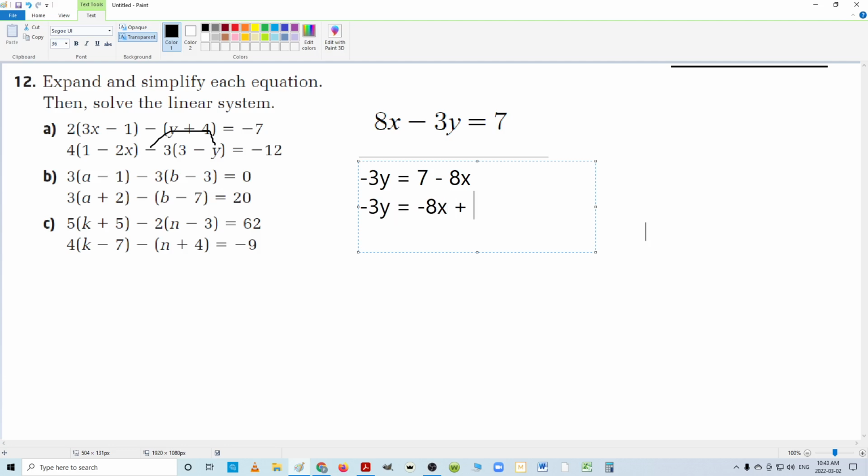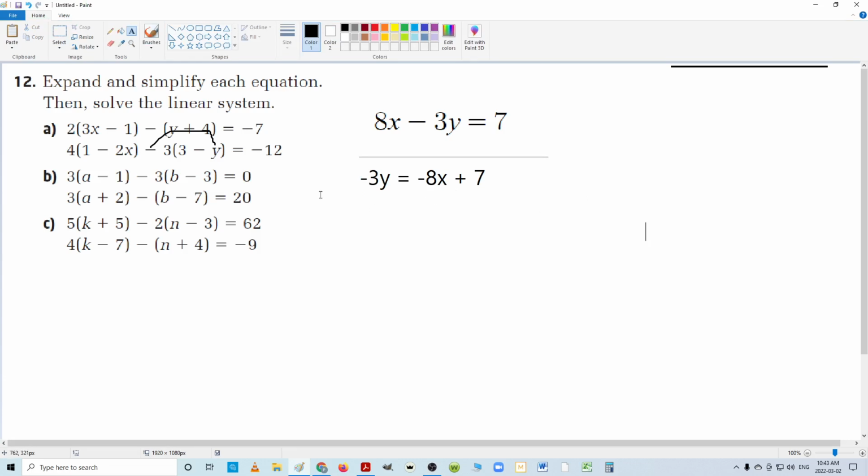Remember that when everything's adding or subtracting, you can rearrange them. So I get that. And let's make our life a little easier and divide everything by minus 1. So essentially they all change. But if you don't like that idea, let's just divide everything by minus 3. We're trying to get y all alone, so we're going to divide everything by minus 3.